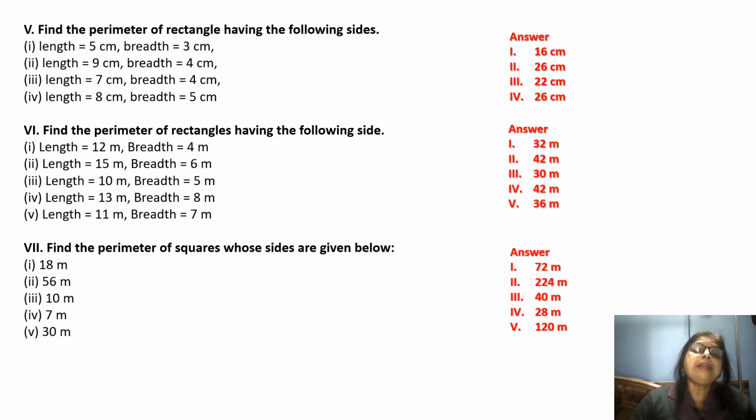Next question. Find the perimeter of a square whose sides are given below. Here, once again, you have to draw the square. So draw the square of 18 meter. Not only draw the picture and write down the measurement of the side, you also know the formula: the perimeter of a square is 4 into side. So 4 into 18 meter, that is equal to 72 meter. In this way you can do all the sums of this slide. So I think this concept is clear. Now all of you are ready to solve your sums.